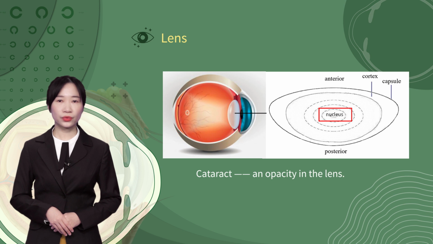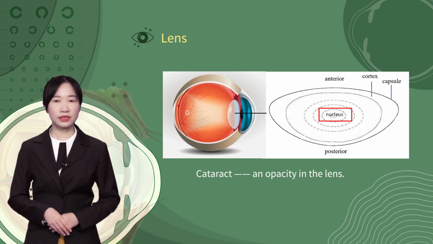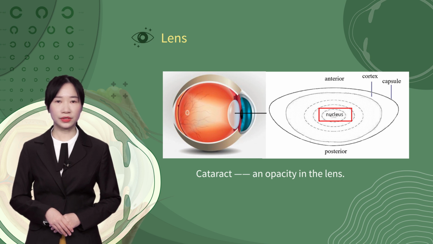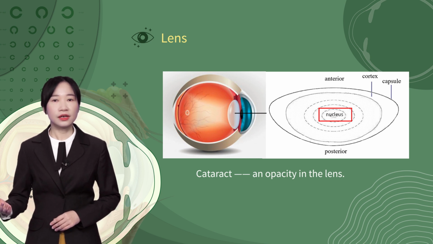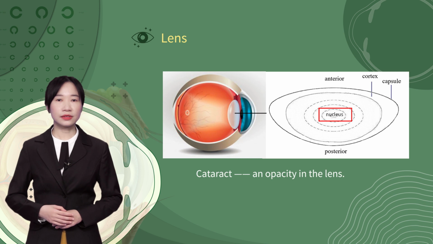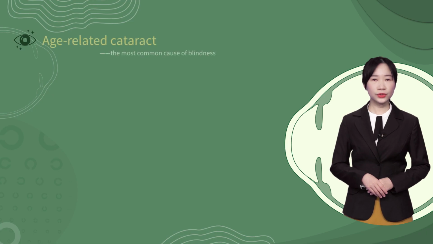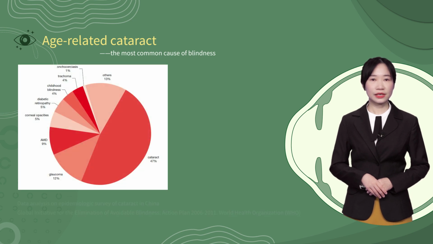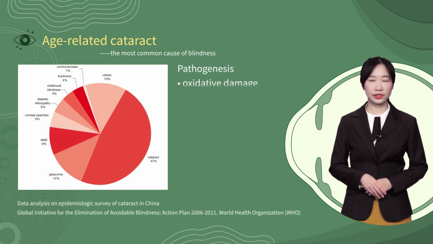The lens grows throughout life. It is responsible for accommodation and is an important part of the refractive system of the eye, with 19 dioptric refraction power. By definition, an age-related cataract is an opacity in the lens that develops with age. According to WHO, cataract is the most common cause of blindness in the world.